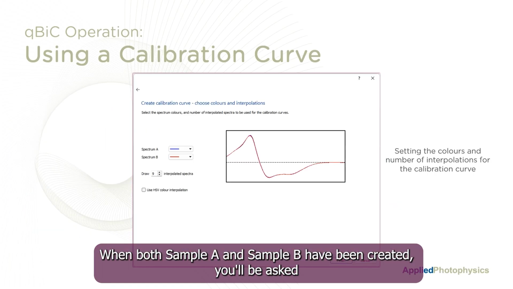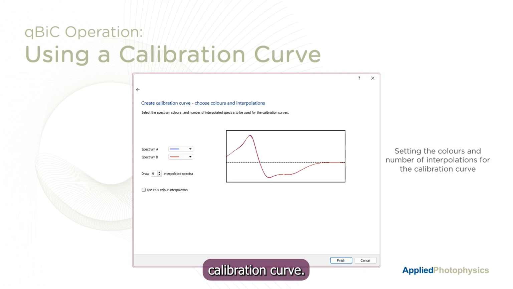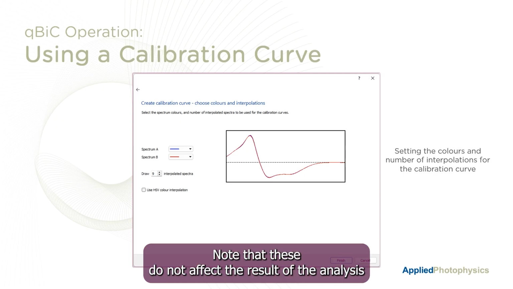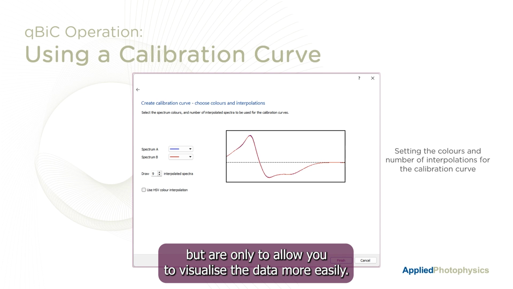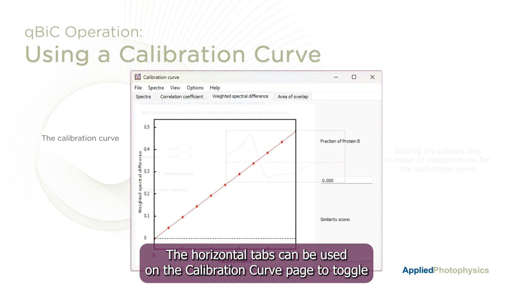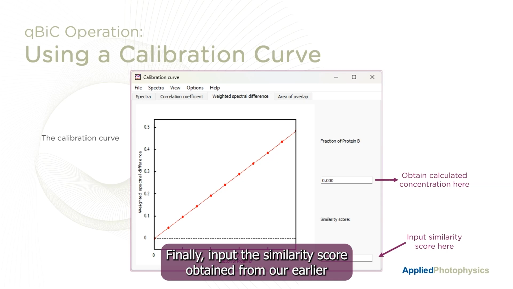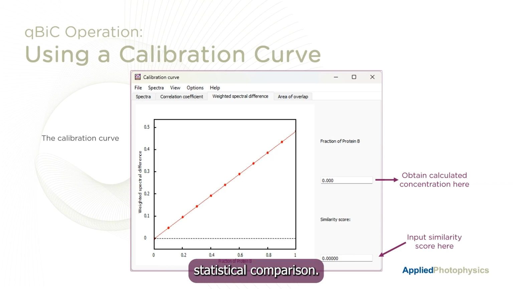When both sample A and sample B have been created, you'll be asked to set the colors and number of interpolations for the calibration curve. Note that these do not affect the result of the analysis, but are only to allow you to visualize the data more easily. Click Finish to generate the calibration curve. The horizontal tabs can be used on the calibration curve page to toggle between comparison methods. Finally, input the similarity score obtained from our earlier statistical comparison.